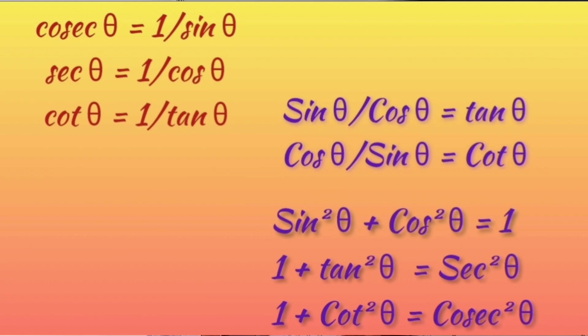Cosec theta equal to 1 by sin theta, sec theta equal to 1 by cos theta, cot theta equal to 1 by tan theta, sin theta by cos theta equal to tan theta, cos theta by sin theta equal to cot theta, sin square theta plus cos square theta equal to 1, 1 plus tan square theta equal to sec square theta, and 1 plus cot square theta equal to cosec square theta.